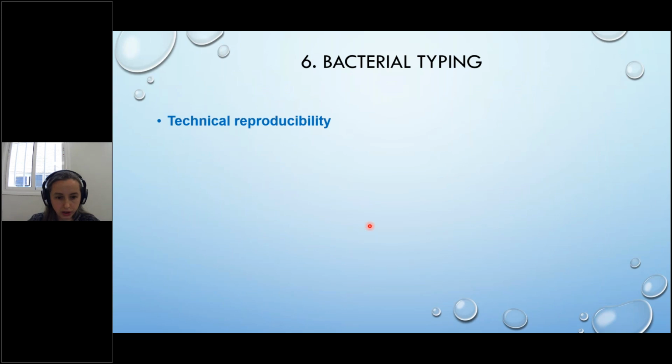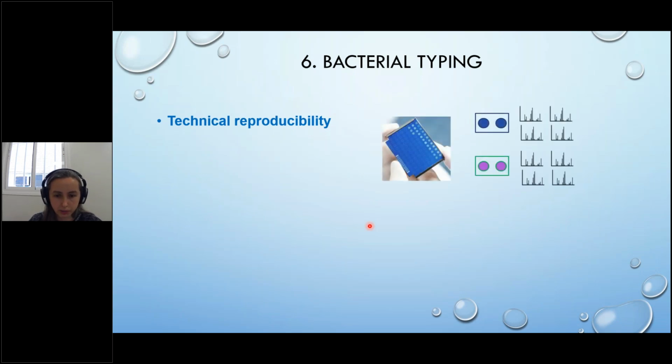So in this case, what we learn is that we need to assay the technical reproducibility, which means just comparing duplicates from the same sample. We apply the same microorganism onto two spots, and we get two spectra from each spot. And usually we have a second set of two spots and do the same. So in the end, you have different spectra from the same isolate, so you can compare and get an average spectrum representing the sample that you're testing.